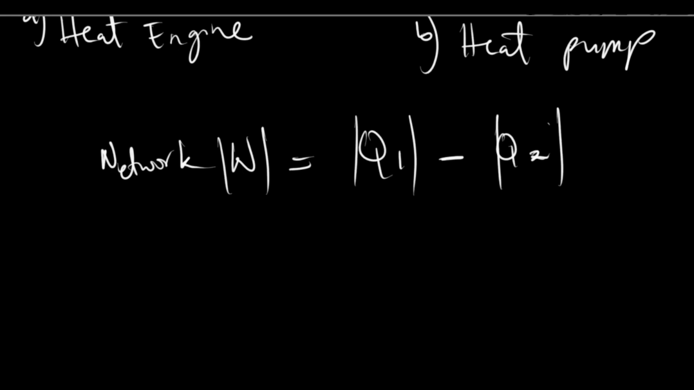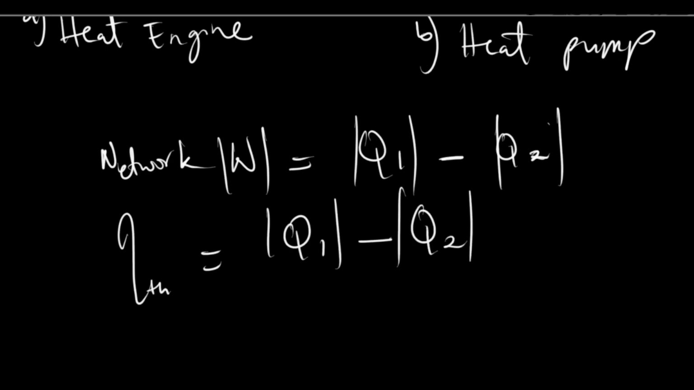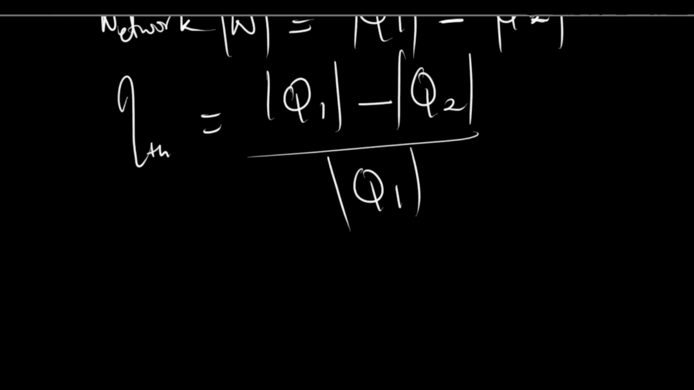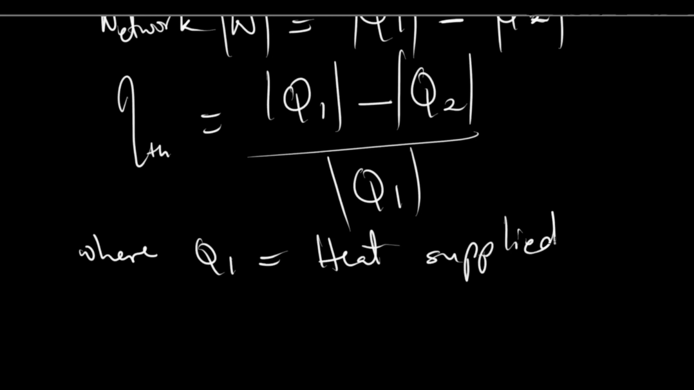So thermal efficiency is given by network, which is Q1 minus Q2 over Q1, where Q1 is the heat supplied, and Q2 is the heat rejected.